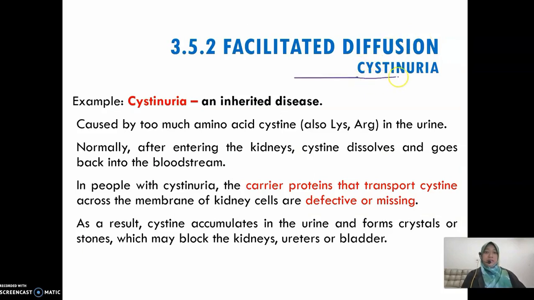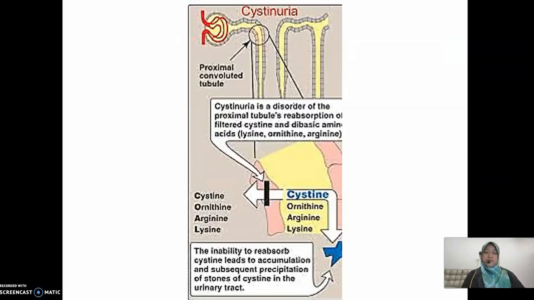Cystinuria is example of disease associated with carrier protein. It is an inherited disease due to too much amino acid inside the urine. Normally in the kidney, look at here, this is your nephron, this is the proximal tubule. So normally the amino acid is absorbed in the proximal tubule.